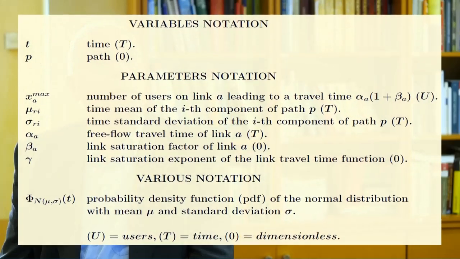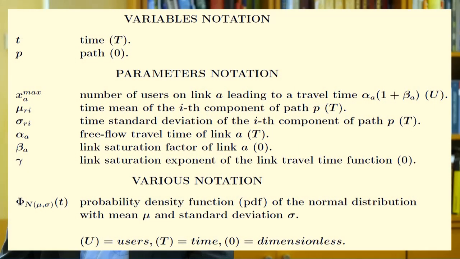Next, we discuss other notations. We denote t and p as the time and the path respectively. The parameter notation is as follows. xa max is the number of users on link A leading to a travel time alpha A times 1 plus beta A. Mu Ri is the time mean of the ith component of path P.